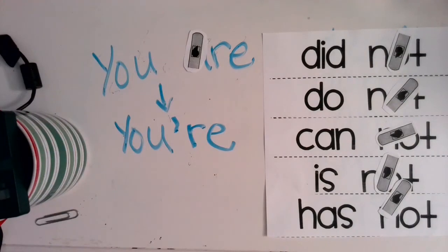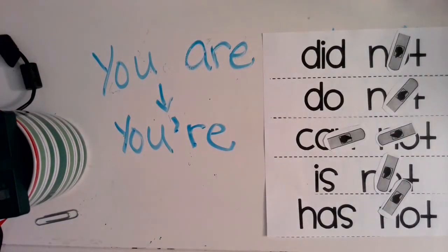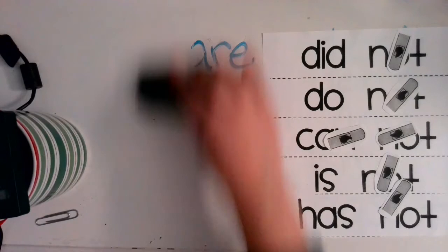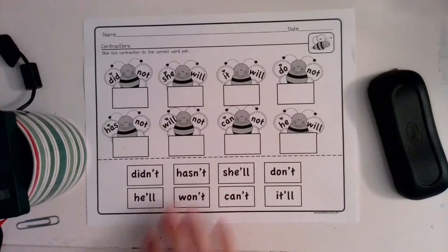I'm so glad that you are having as much of a fun time as I am with contractions. There's one last thing that we're going to do with contractions. So I'm going to erase everything. I'm going to put this off to the side. And we have this worksheet. The directions are to glue the contraction to the correct word pair.